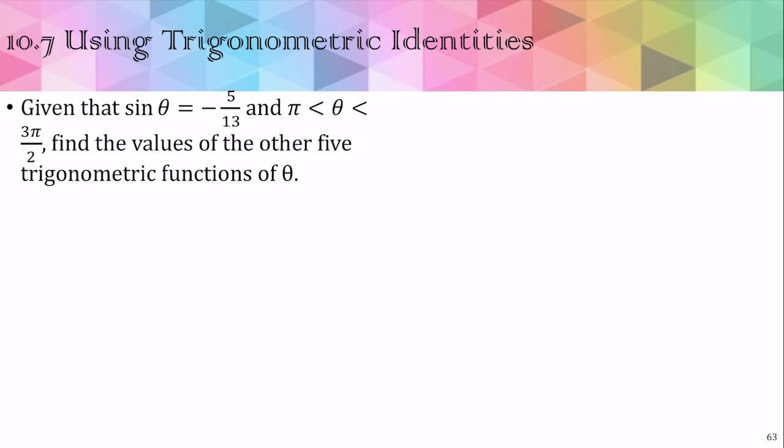So we can use identities to evaluate parts of triangles. Given that sine is negative 5 over 13, and our angle is between pi and 3 pi over 2, find the values of the other 5 trig functions of theta. Alright, so between pi, which is here, and 3 pi over 2, means we're down here somewhere, and we are in quadrant 3, which means x is negative and y is negative.